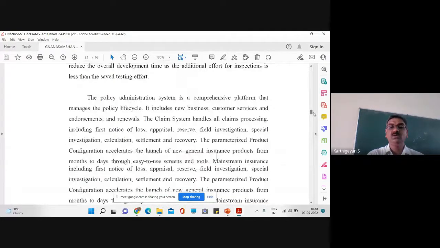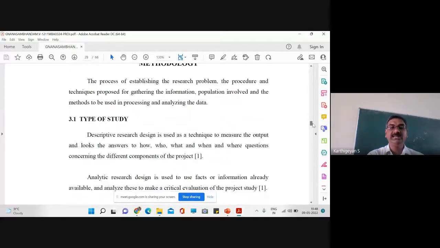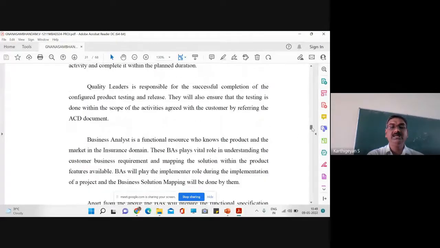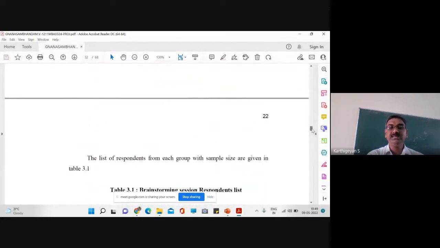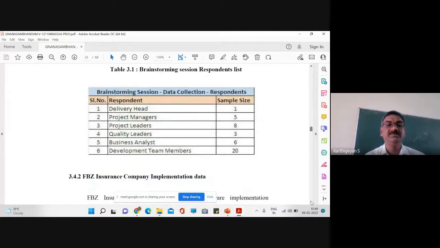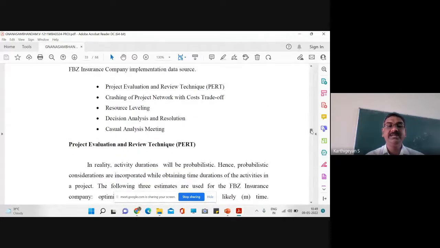And just scroll down the entire project report. I'll go to the technology that he has used to solve this actual practical problem, and he has implemented in the industry. See, he has taken the brainstorming from various stakeholders of this problem, that is the delivery head, the project managers, project leaders, quality leaders, business analysts, development team members, and so on. So from them, he has taken the brainstorming sessions and he has tried to apply project evaluation and review technique.